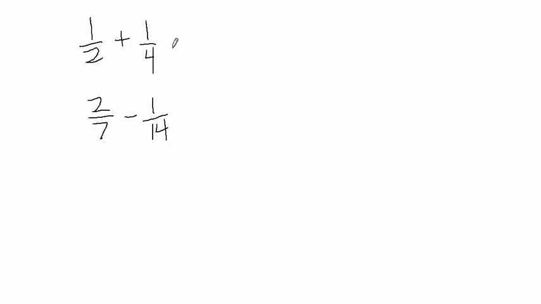Okay, so for the first problem, for the sum, I look at the two denominators, 2 and 4, and I see that the least common denominator is 4. So the second fraction already has a 4, so I'm just going to leave that one alone. The first fraction, the 1/2, in order to convert that to the equivalent fraction with a denominator of 4, I'm going to multiply the top and bottom by 2. And now it's no problem adding the fractions. So the answer is 3/4.